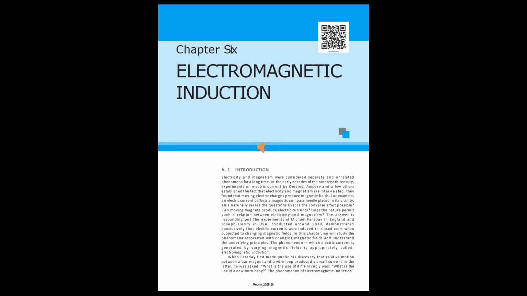The experiments of Michael Faraday in England and Joseph Henry in USA, conducted around 1830, demonstrated conclusively that electric currents were induced in closed coils when subjected to changing magnetic fields. In this chapter, we will study the phenomena associated with changing magnetic fields and understand the underlying principles. The phenomenon in which electric current is generated by varying magnetic fields is appropriately called electromagnetic induction.